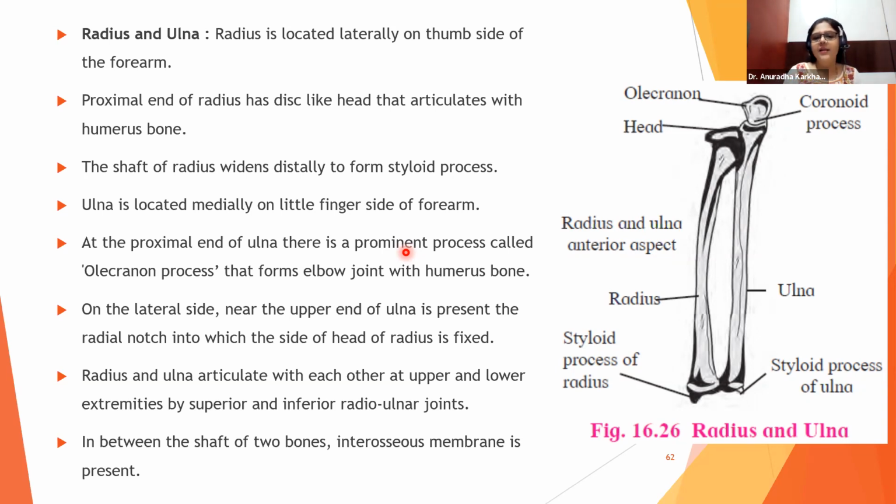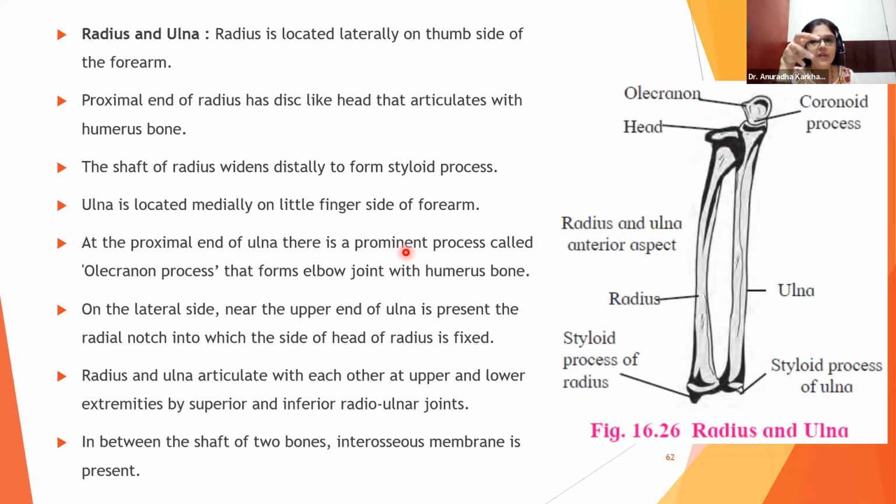At the proximal end of the ulna, there is a prominent process called the Olecranon process that forms the elbow joint with the humerus. तो ये देखो बेटा, ये जो elbow joint है ना, एक ही पोजीशन में जाता है, उल्टा नहीं आता है, एक ही पोजीशन में जाएगा. This is going to be called the Olecranon process. ठीक है. यहाँ पर you can see this. Olecranon. It's the Olecranon process.